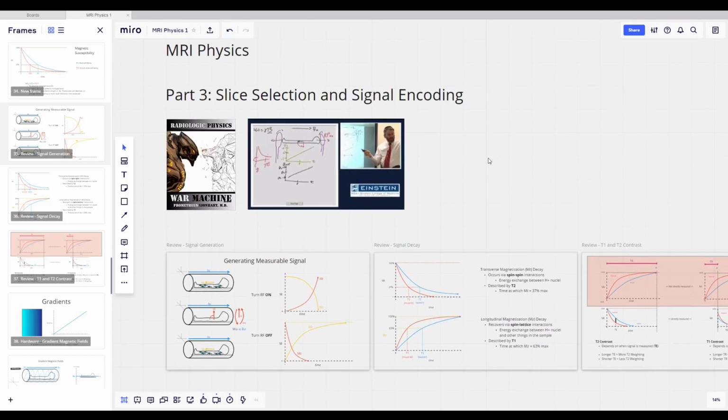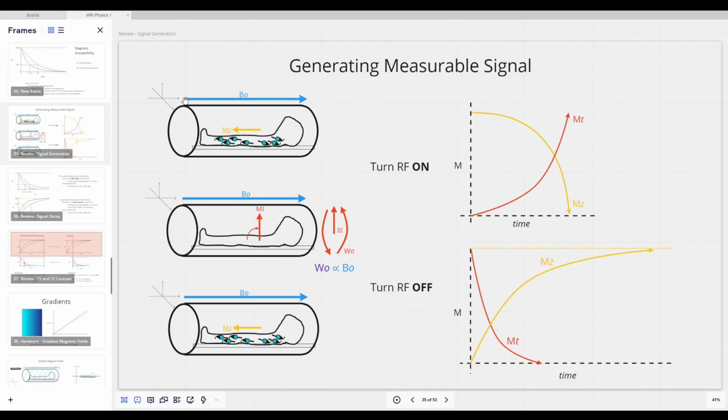This will be part 3 of the MRI Physics series that we've been doing. Again, drawn heavily from Prometheus's War Machine and the Einstein videos that are on YouTube. So if anything doesn't make sense, these are good references because they're basically what I'm taking my material from. So we'll start off with a couple slides of review. So hopefully this looks familiar to everyone who was watching the last 2 lectures.